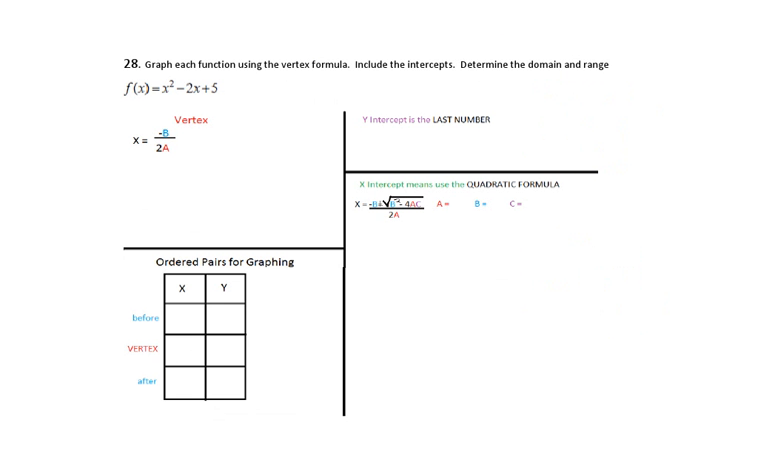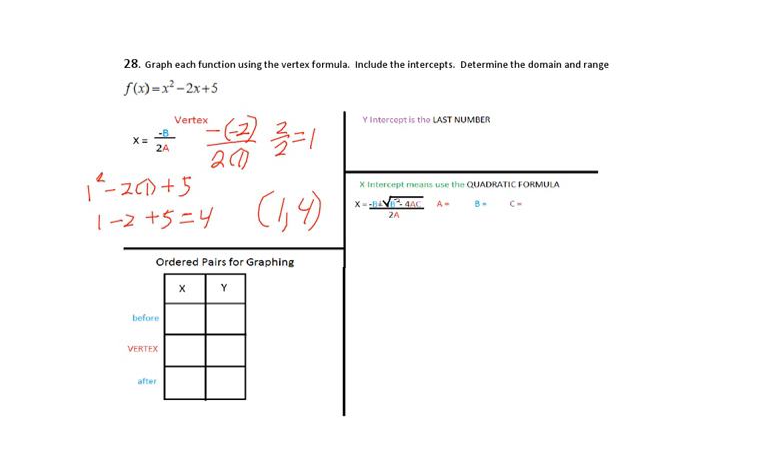All right, we're going to do the same thing. So the vertex is going to go minus negative 2 over 2 times 1. So 2 over 2 equals 1. Then we're going to plug 1 back in. So you get 1 squared minus 2 times 1 plus 5. 1 minus 2 plus 5 equals 4. So our vertex is (1, 4). Let me write that down here.